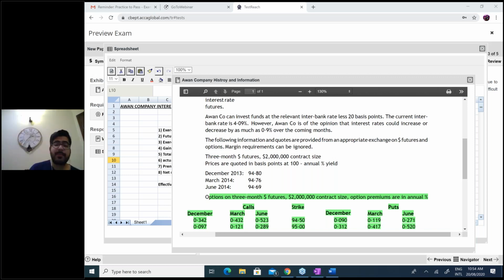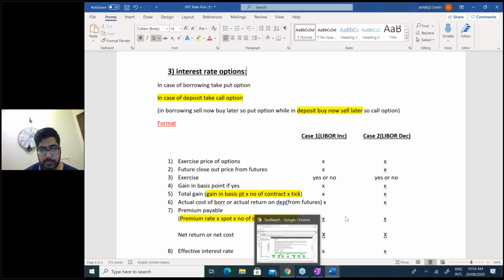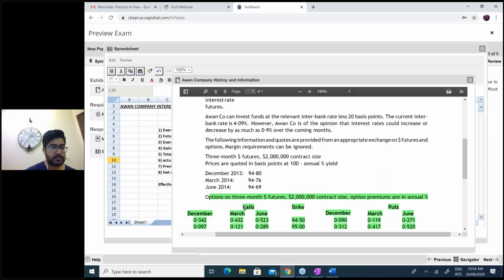I've told you multiple times, only one column is relevant in option. So, see here, it's a very easy rule. In case of deposit, we take call option. That's it. So in case of deposit, we are only going to take call option. All puts cancel. In deposit, we take call option.